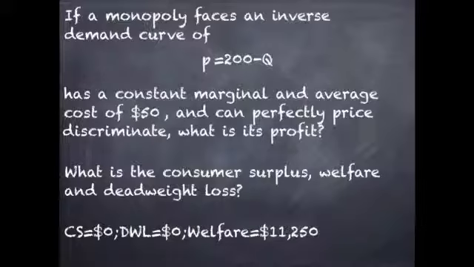Therefore, the total welfare generated would be the producer surplus plus the consumer surplus. So the producer surplus was $11,250. Consumer surplus is equal to 0. Therefore, the total surplus, or the welfare, is going to be $11,250.